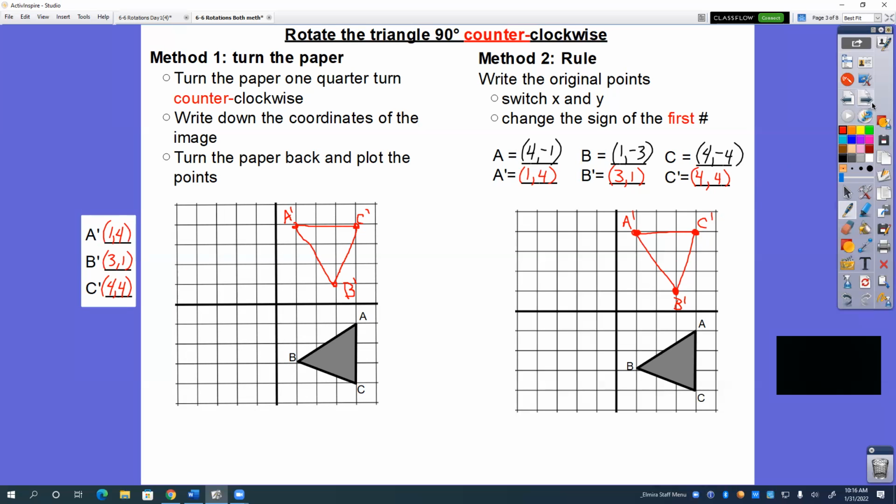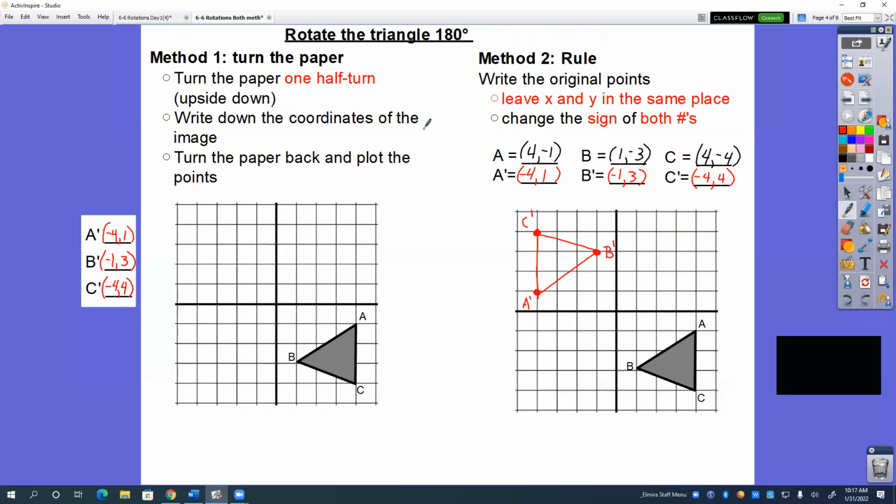Both methods work. Whichever one you like better is the one you can do. I still think that turning the paper is easier. There's not really much to remember except for which direction to turn your paper versus remembering these specific rules. But if you want to use the rules and memorize them, go for it. All the power to you.